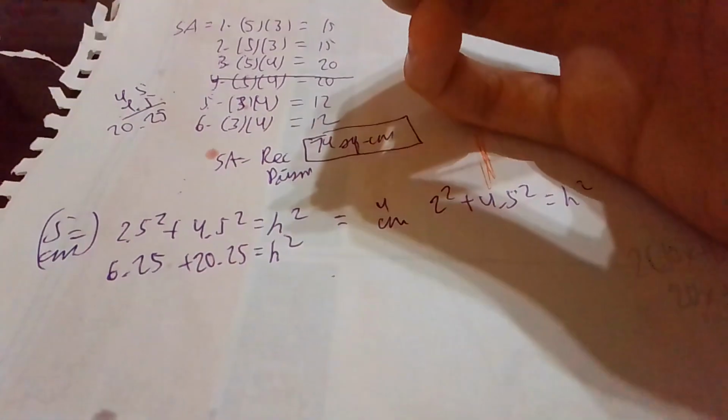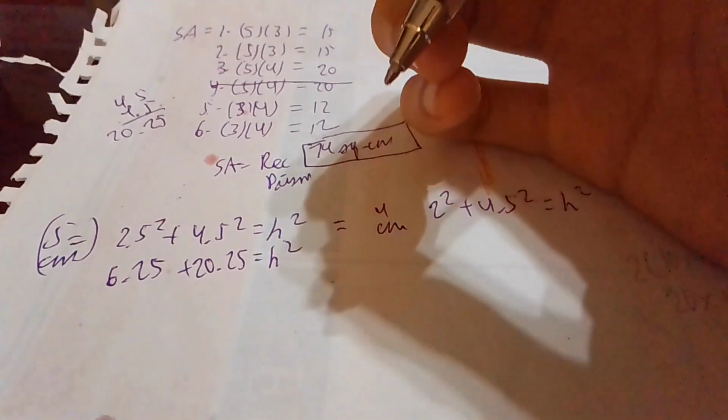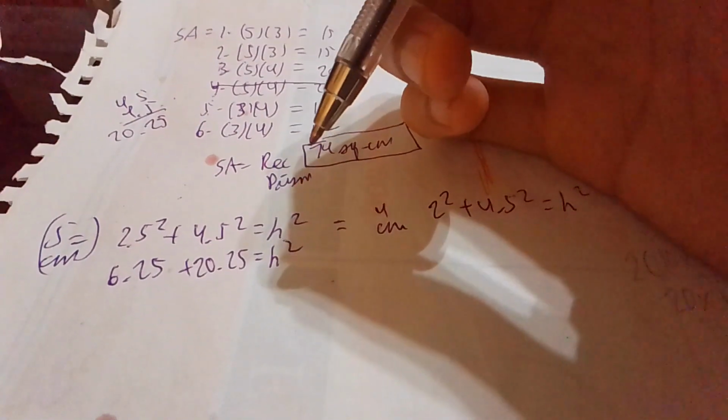Equals h squared. Alright? So therefore you have 20.25 plus 6.25 equals 26.5 equals h squared. So take the square root on both sides. h must be equivalent to what? We don't know. Next, on the other hand, we have 4, di ba?